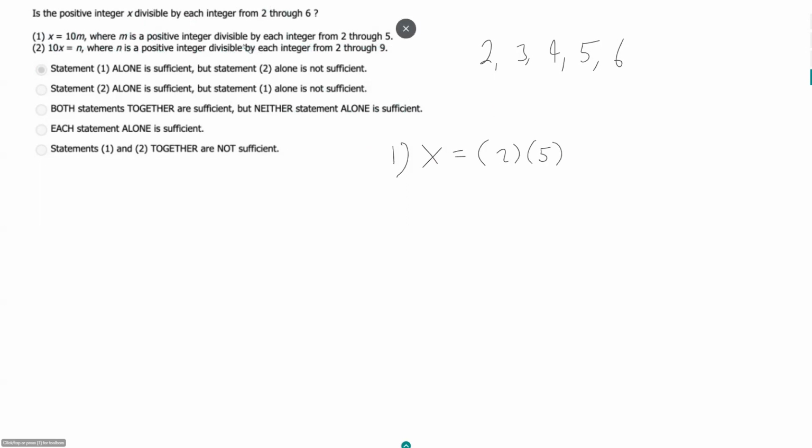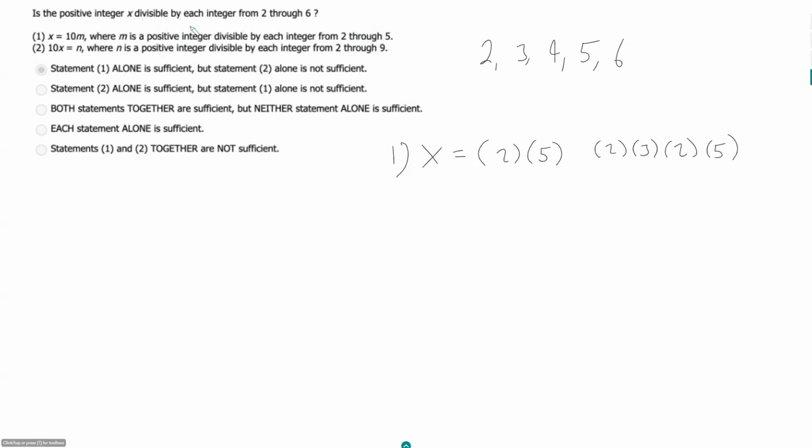And then what else does it say? So m is divisible by 2 through 5. So m has to contain a 2. M has to contain a 3. Now to be divisible by 4, it doesn't have to contain 4. It has to just contain one more 2, because we already have a 2. Then to be divisible by 5, we need a 5. So x, at a minimum, has to contain all of these things.